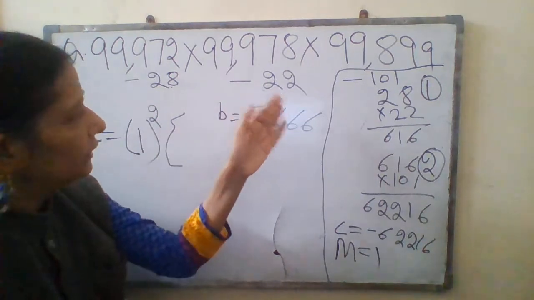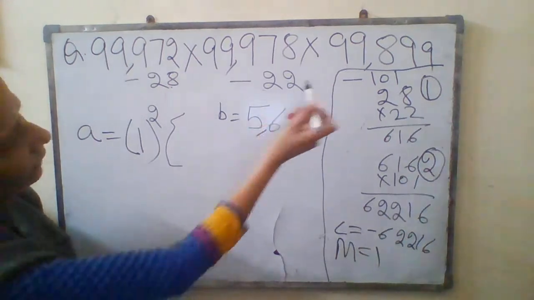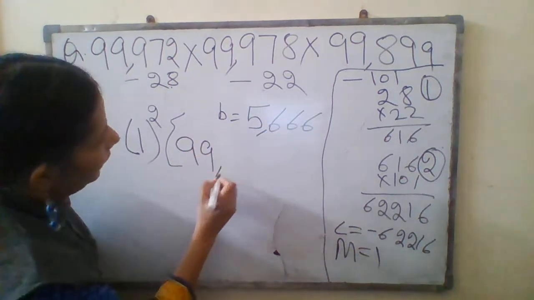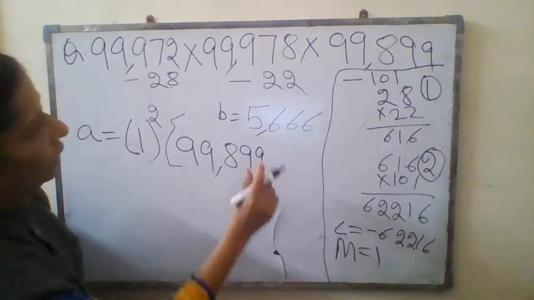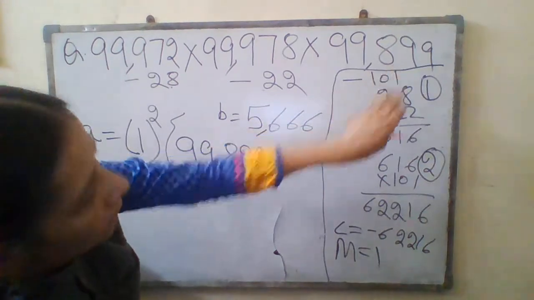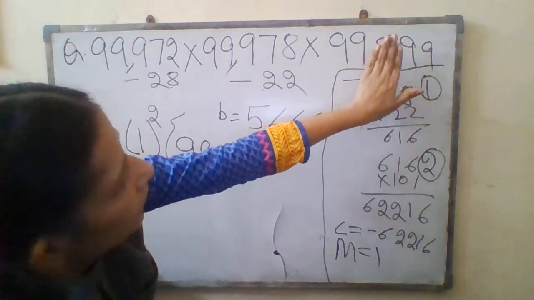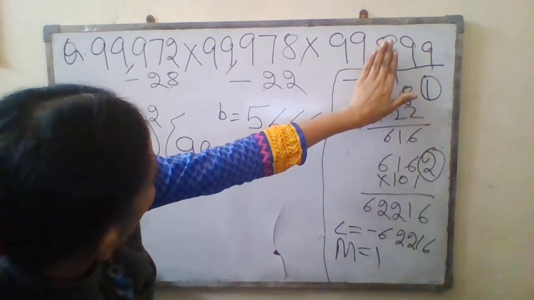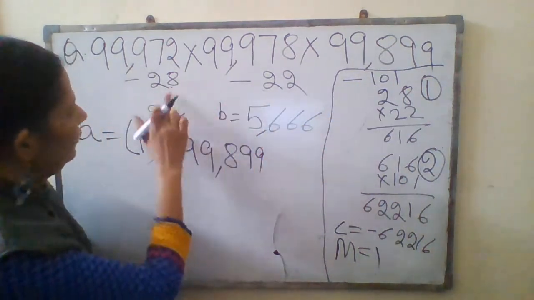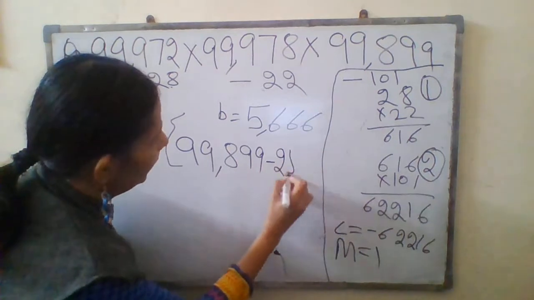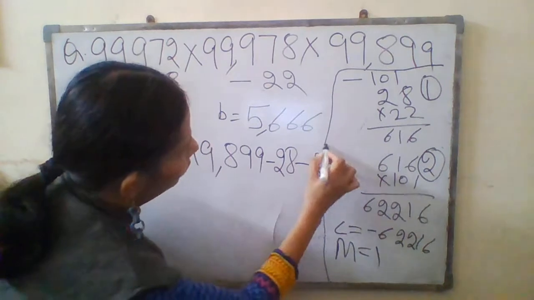So it will be easy for you to subtract. So I am taking here, see what I am doing here, 99,899. Now minus, see I have written this, so I will not write down this minus 101. What are the two numbers left? Minus 28 and minus 22. So here the remaining two numbers, I will write down here minus 28 and here I am going to write down minus 22. Okay.